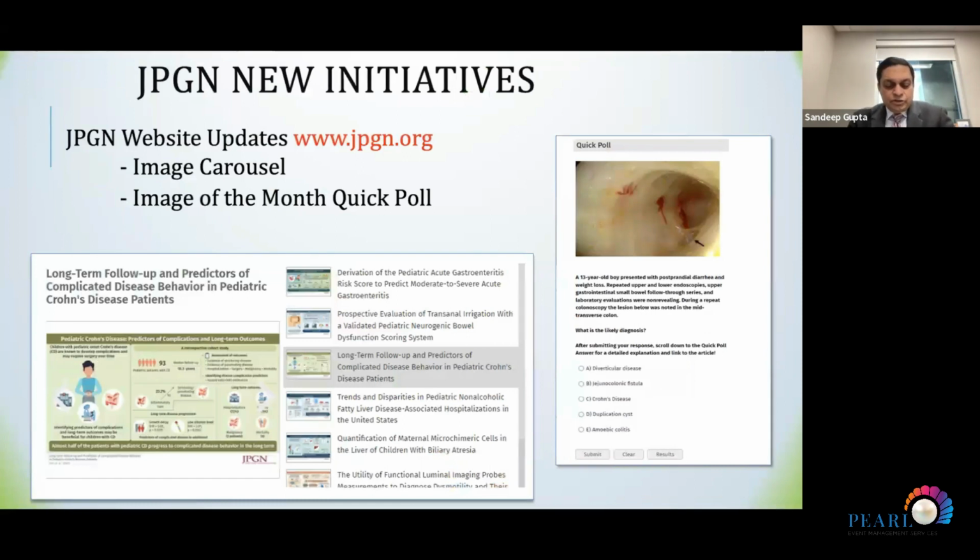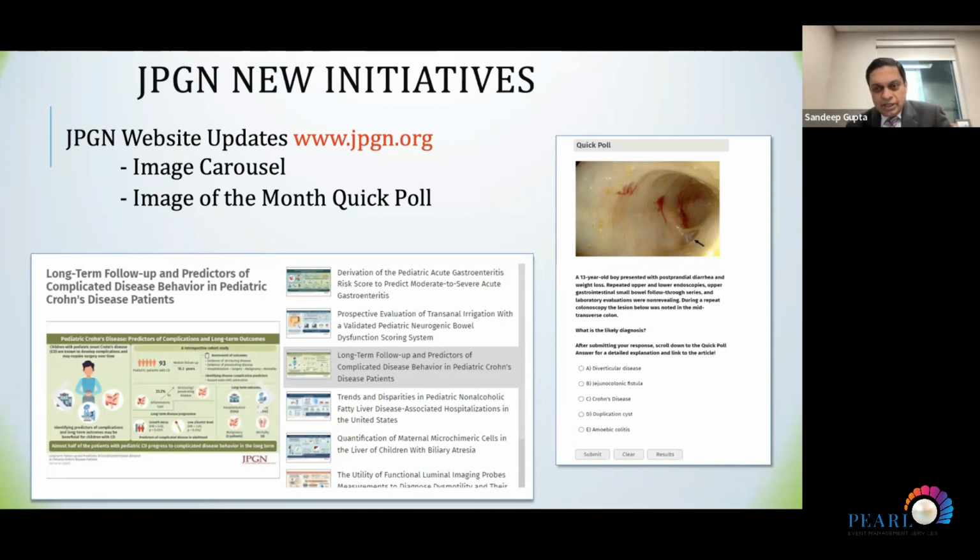At this point, I'm going to switch gears and talk in the last few minutes about JPGN and some of the new initiatives you will see in JPGN. If you go to the JPGN website, www.jpgn.org, you will see a nice image carousel, where an image changes every few seconds. So that is a nice interactive feature in the JPGN website.